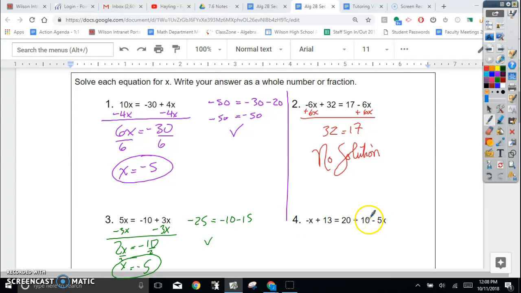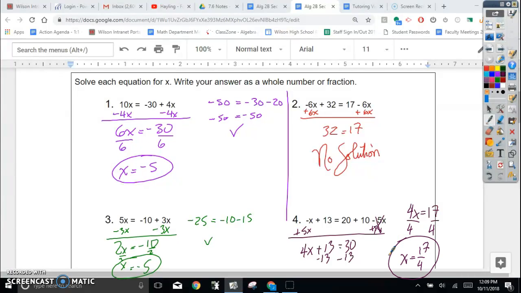Okay, what do we got? I'm going to move the smaller x, so I'm going to add this 5x over. Okay, so it goes bye-bye. I'm going to get 4x plus 13 equals 30, because I'm going to combine these: 10 and 20 make 30. Let's minus 13 to get that 4x by itself. We're going to get 4x equals 17. I'm going to divide by 4, so x is equal to 17 fourths. And I can leave it like that. If you wanted to write it as 4 and 1/4, that's acceptable as well, but that is it. No decimal answers, as per directions.